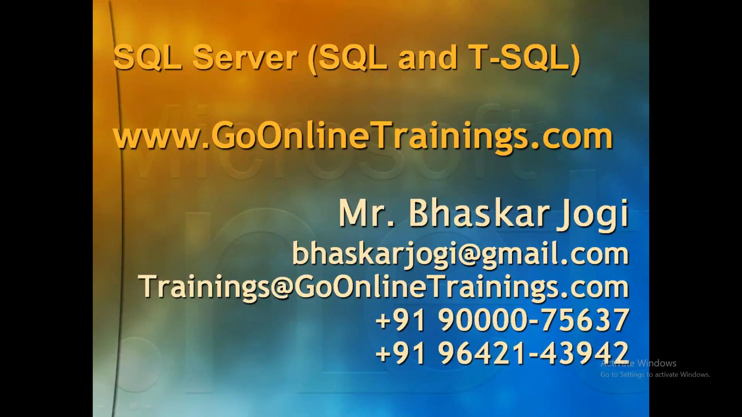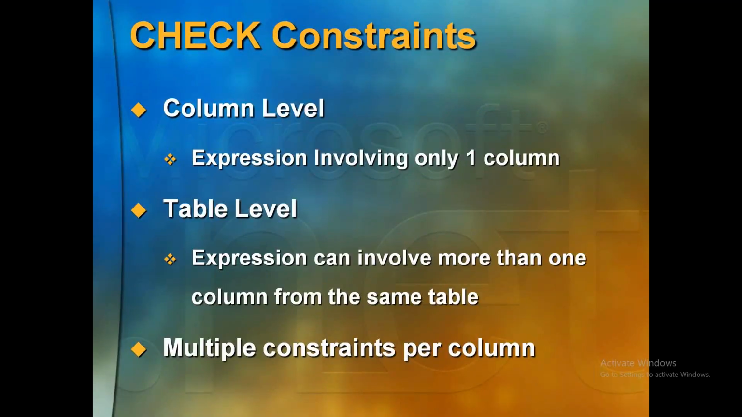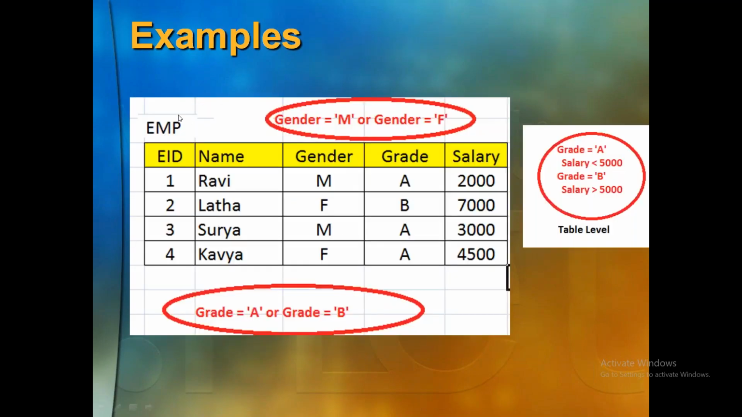So now we wanted to discuss check constraints. Okay, column level check constraints we have, table level check constraints we have, and multiple check constraints. For example, I have created an employee table. Employee ID is the primary key. Employee name, I don't have any condition. Gender, I wanted to restrict. Gender could be either male or female. Salary should be greater than zero.